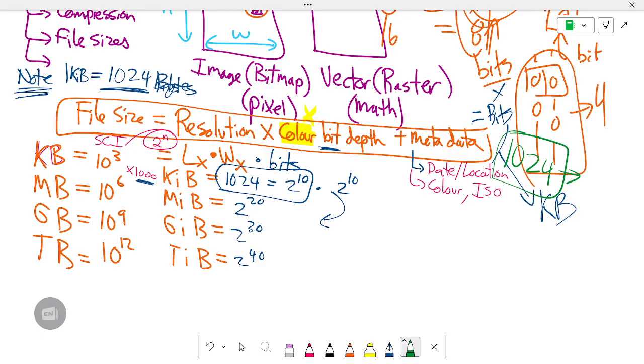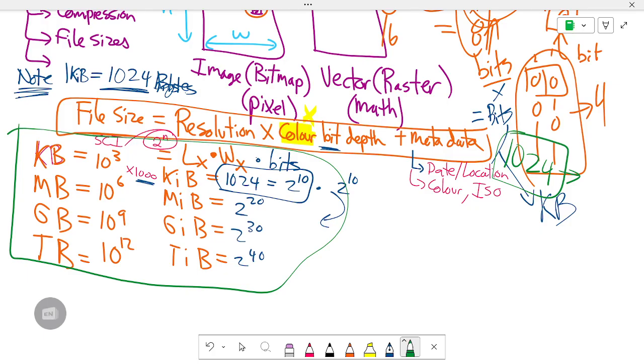Cool? So this is the file size of an image. Let's go about the sound. But you need to understand this is about data, about KB, megabit, gigabyte, terabyte. Alright.